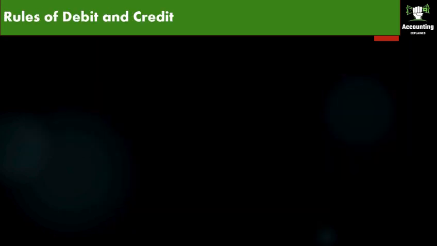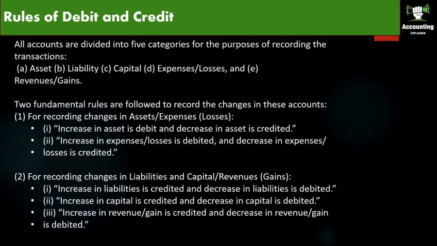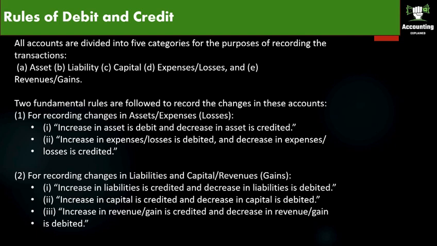Accountancy sits on the table of debit and credit. So we have to first understand what to debit and what to credit. Accounts can be divided into five major categories for the purpose of recording the transactions. What are they? Asset, liability, capital. These three things we saw. Expenses or losses and revenue or gains. These are the five major accounts or categories of transactions for recording the transactions.